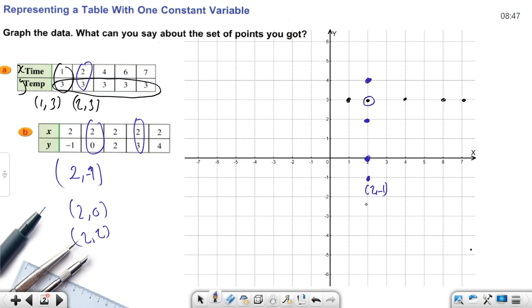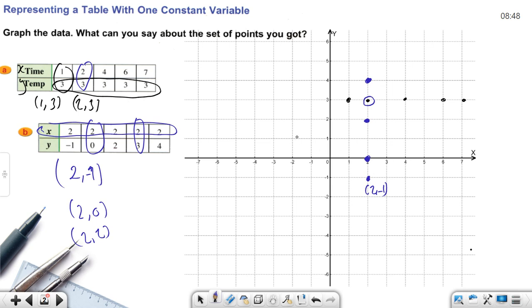That's the point. As you see, they are collinear. When you draw a line through these collinear points, where x is constant, it is going to be parallel to the y-axis. That's the idea. So they line up on x equals 2.